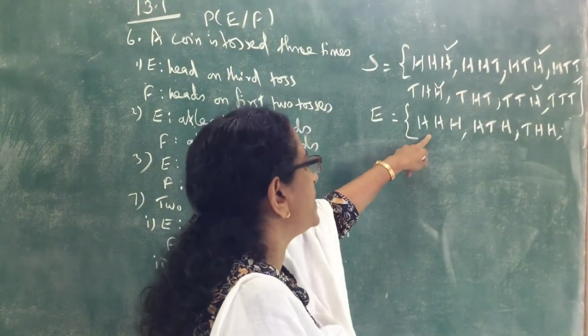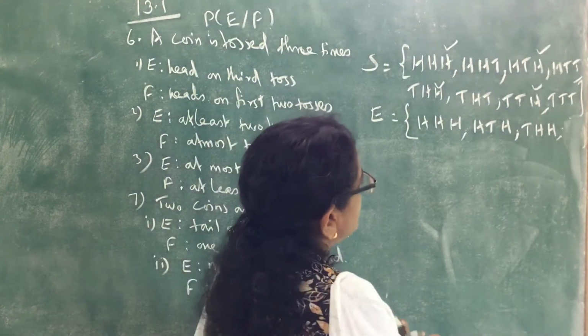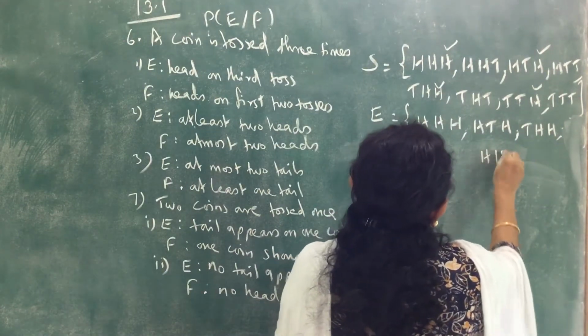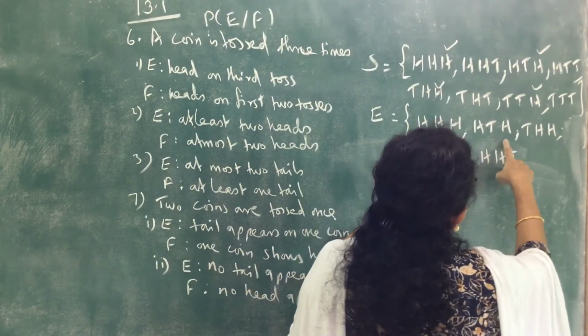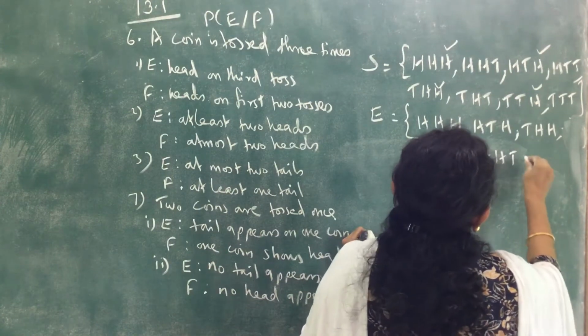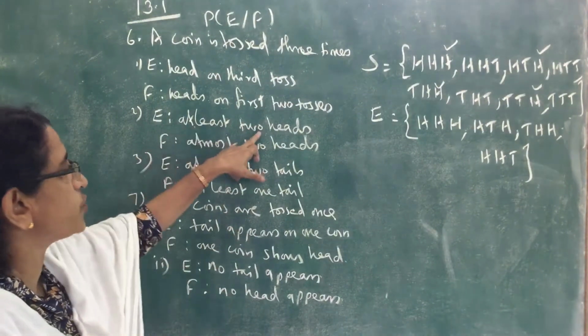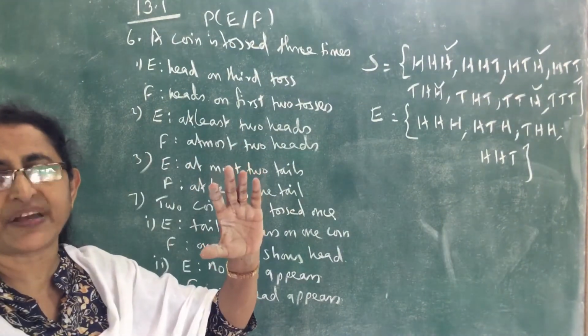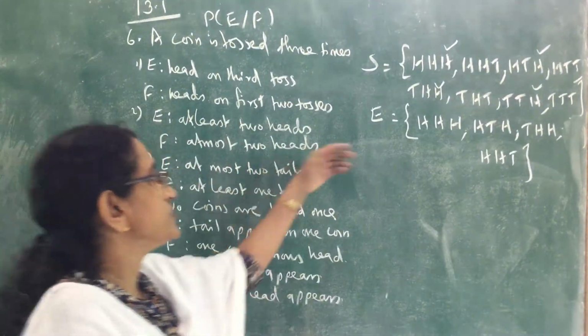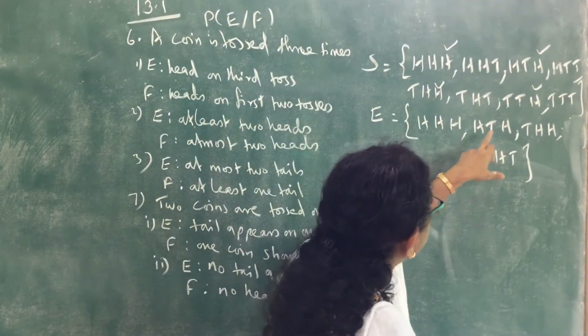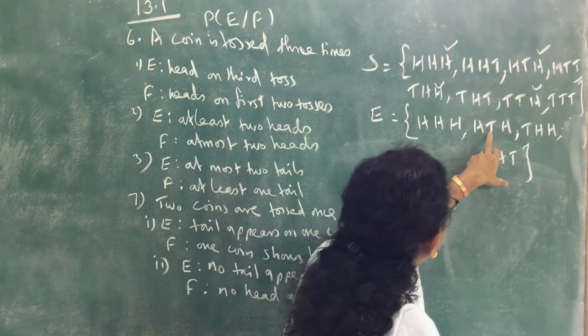So write two heads and three heads. Here three heads, now two heads we can write. So HTH, THH, HHT. So two heads and three heads we can write. Minimum, at least two heads. So here two heads, then three heads, HHH.